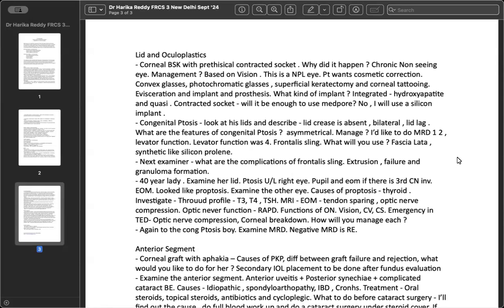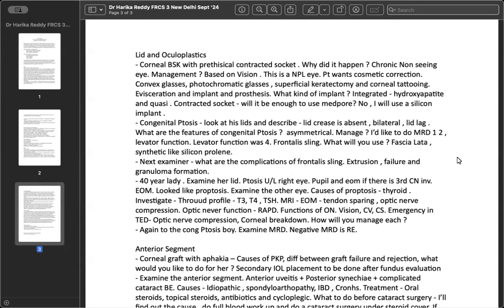Then he asked me, how would you investigate? Again, you always start with thyroid profile, CBC, urea and electrolytes, and all the common examination. And then he asked me, what other investigations would you do? I told him I would like to do an MRI to see if there is any tendon sparing and to see about optic nerve compression.